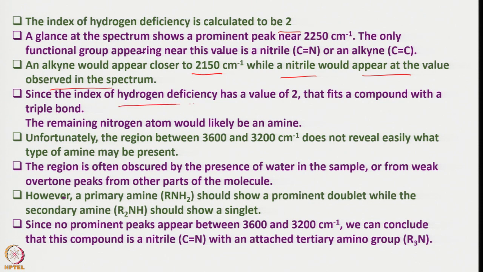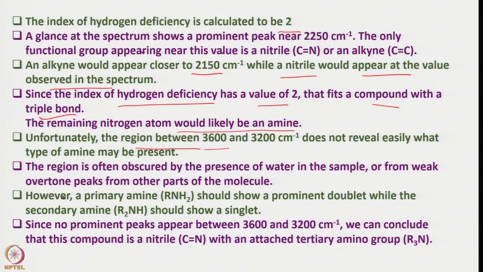Since the index of hydrogen deficiency has a value of 2, it fits a compound with a triple bond. If a triple bond is there, the value will be 2. The remaining nitrogen atom would like to be an amine. So in that case, if one is going as a nitrile group, triple bond N, the other one should be NH2.